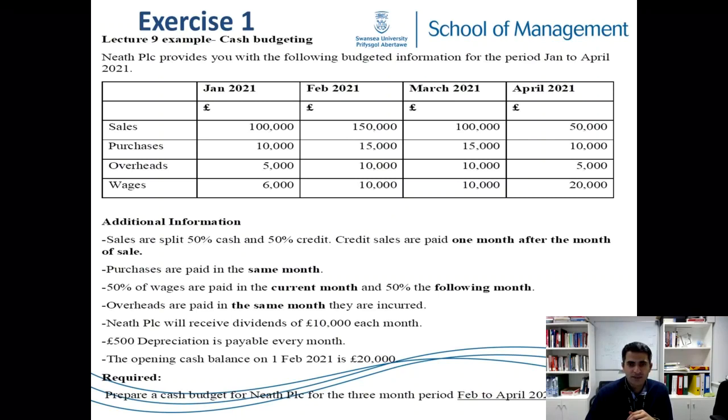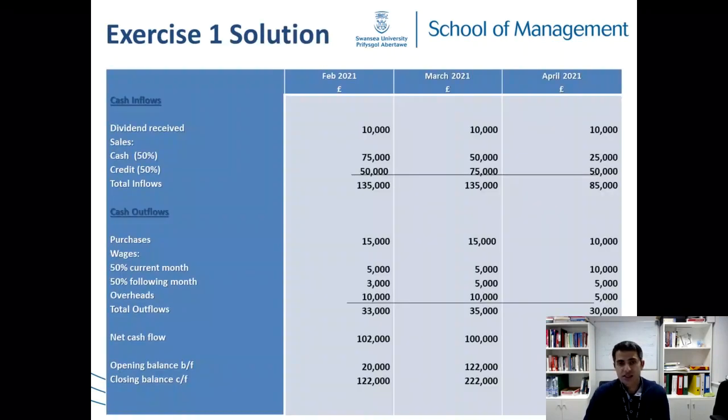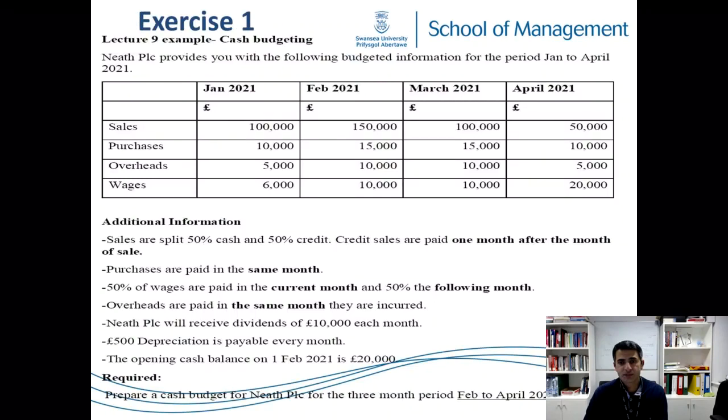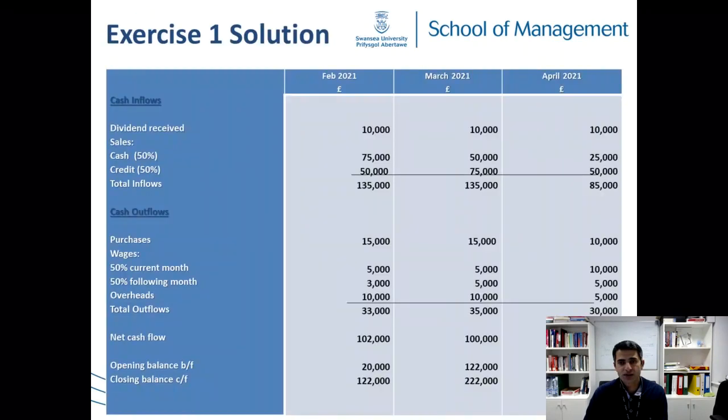If you look here, what is the sales? 150,000. 50% is 75,000. Can you see? This one, March, 50,000, 50% is 25,000. Easy. So when it comes to cash, you just multiply the current month's sales by 50%.